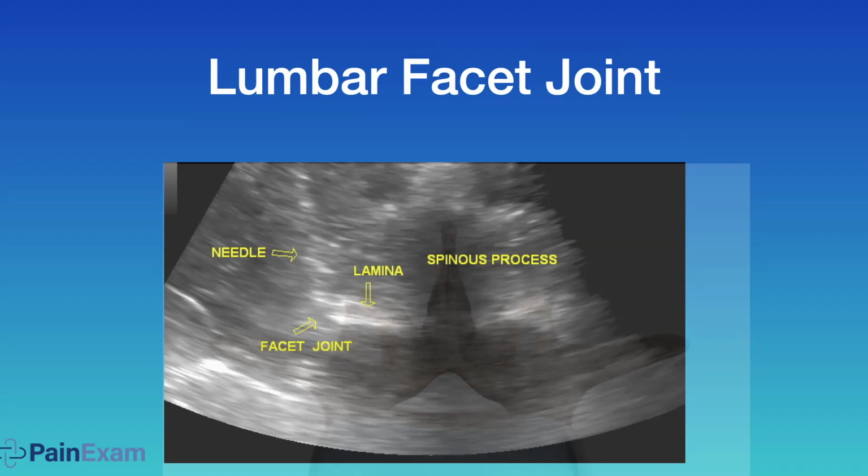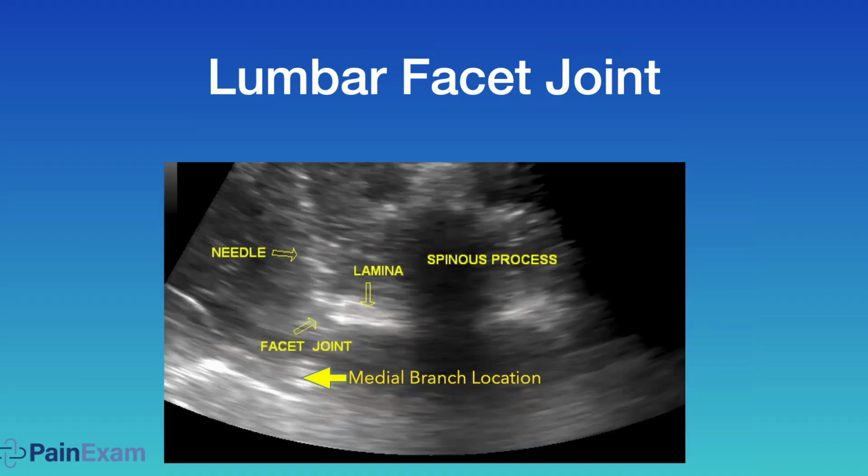Okay, here we have the lumbar facets. You're looking at an ultrasound with a superimposed drawing of the vertebral body. Here is the image, the shadow of the spinous process, the lamina hyperechoic with hypoechoic behind it, the facet joint, and the transverse process. The needle's coming in right here to the joint, and this is with a low frequency ultrasound probe. The medial branch nerve is located here.